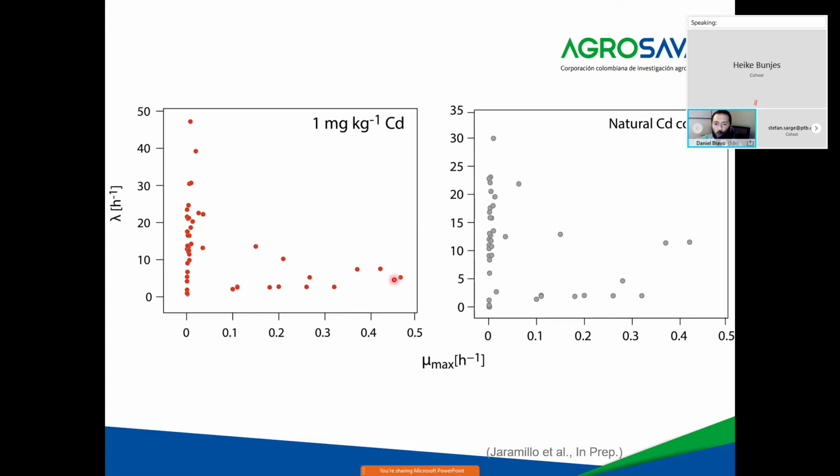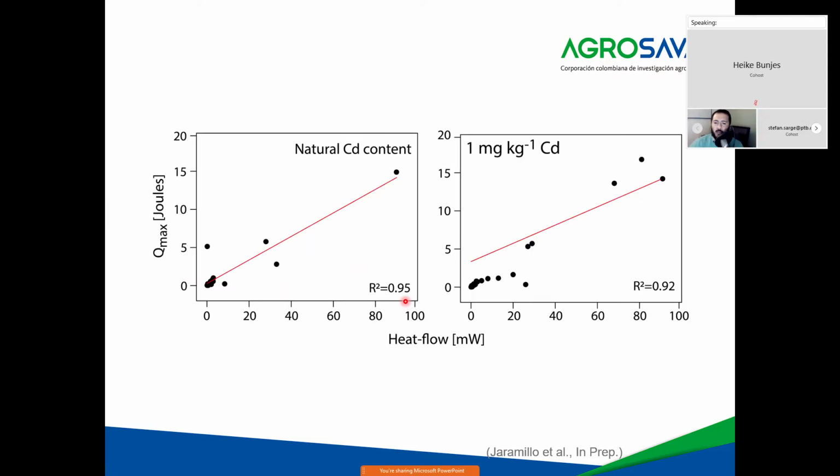They are below 10 hours, and this is important in terms of selecting specific bacterial populations that are capable of adapting in a very fast way and could be prospected for a bioproduct release or formulation. And we have also observed an interesting correlation between the maximal heat produced against the heat flow of the measurements, both in natural cadmium content assessments and in the amendment assessed.